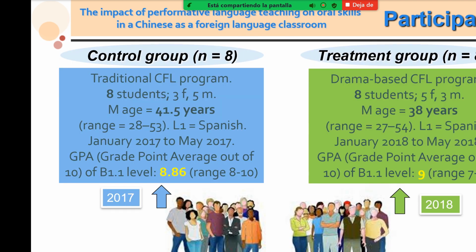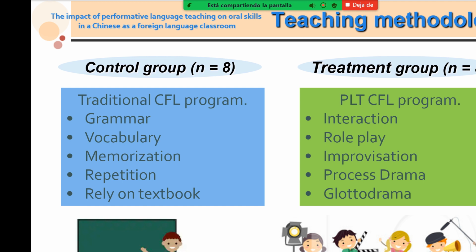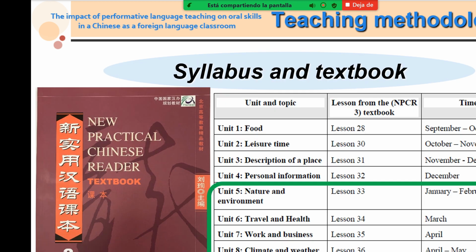For the groups, we tried to find almost exactly the same kind of students, with similar age and similar grades. So we believe these two groups had a similar level of Chinese at the beginning of their classes. One was the control, one was the treatment, and the difference was obviously the methodology that we used. I was the teacher for both groups. In the first group, we used methods based on grammar, vocabulary, and memorization, and in the treatment group, we used more interaction activities like role play, improvisation, and process drama.